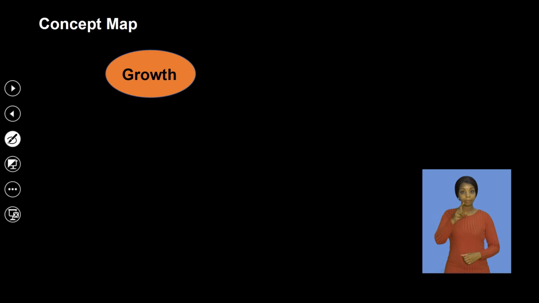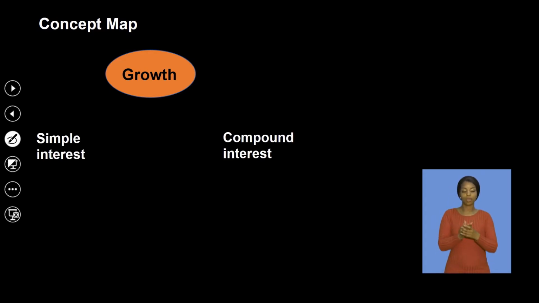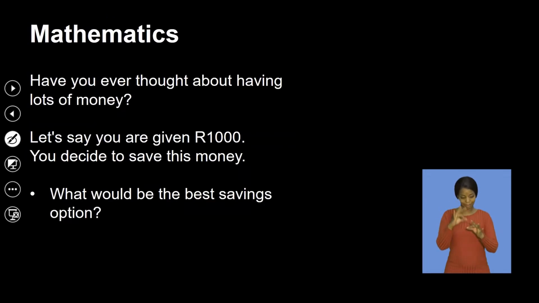Now, our main concept here would be growth, firstly, which is simple and compound, but our focus is on simple interest. Remember that one of the things you need to think about is, have you ever thought about having lots and lots of money? So, let's say you have 8,000 Rand, and you decide to save this money. What would be the best savings option?